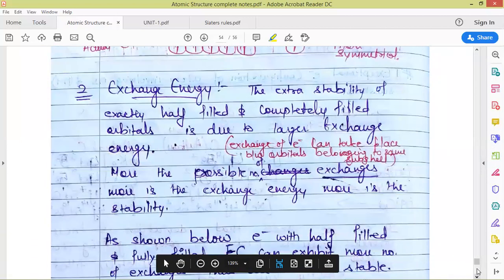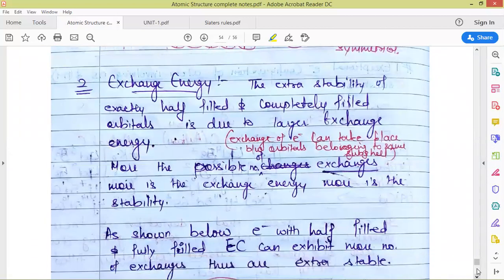The next reason for the extra stability is exchange energy. Whenever electrons exchange their positions within the same orbitals of the same energy, there occurs a release of energy and that configuration becomes extra stable. Whenever something releases energy, that means it is gaining stability.